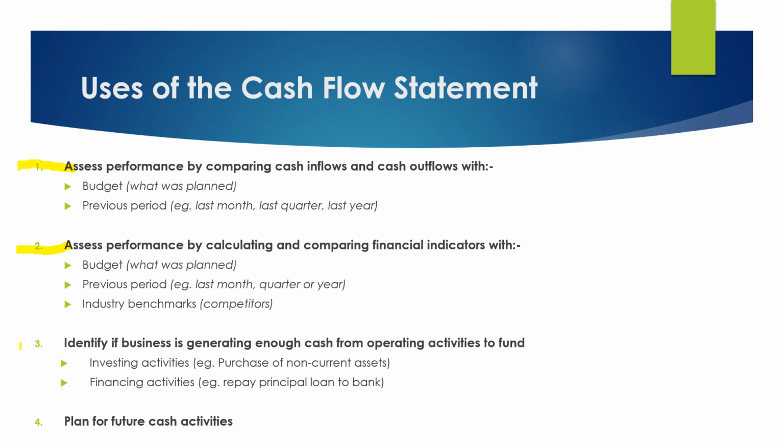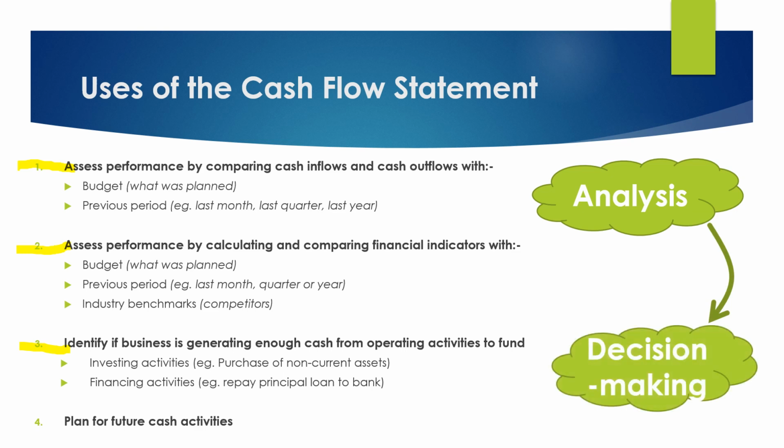Next, the business may also use the cash flow statement to identify if the business is generating enough cash from operating activities to fund its investing activities, such as purchase of non-current assets, or perhaps to fund its financing activities, such as the repayment of the principal loan amounts to the bank. As we can see here, the first three uses of the cash flow statement help with the analysis, and the whole point of this is to help with decision making. From this information, the business can use the information to help in its plans for future cash activities.